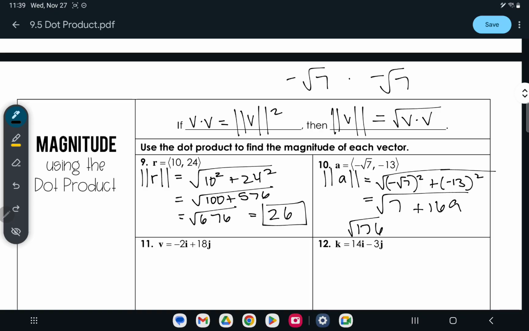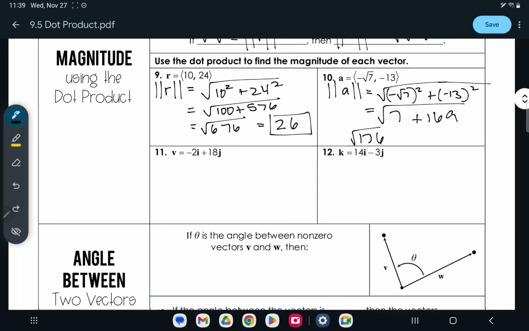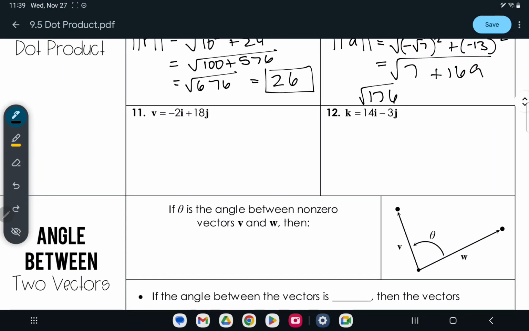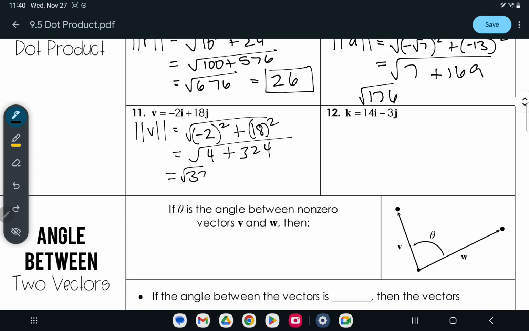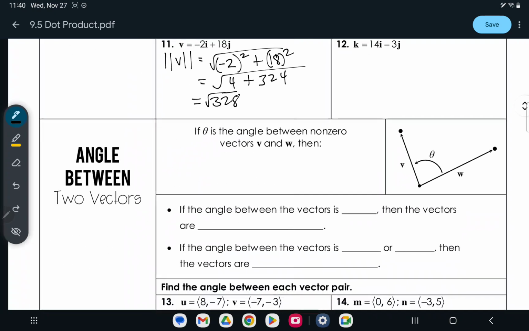And I'll leave it like that. All right, we can do the same thing here. So the negative 2 squared plus the 18 squared, to give 4 plus 18 and 18, to give 328. And I'll leave it like that too. Okay.